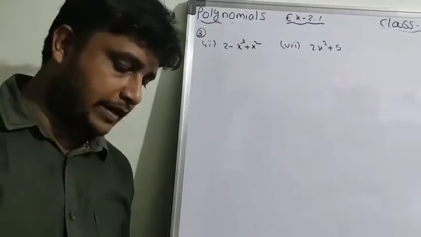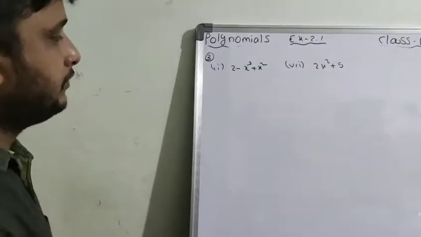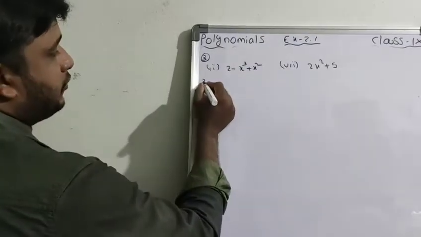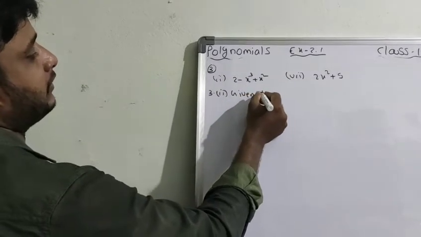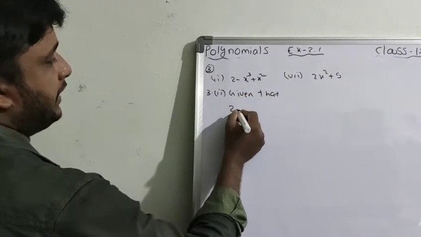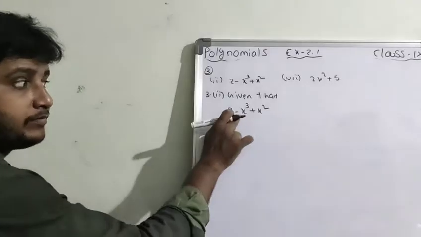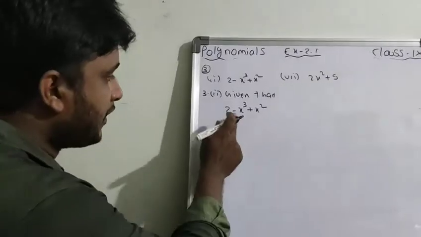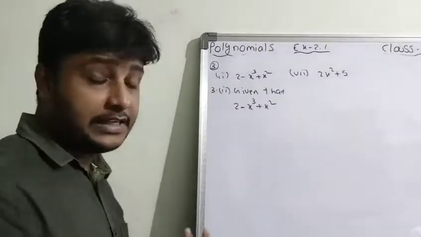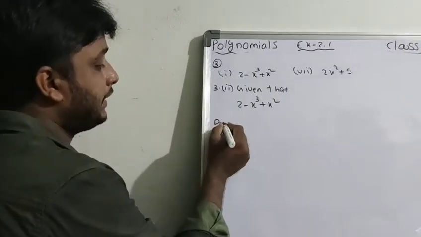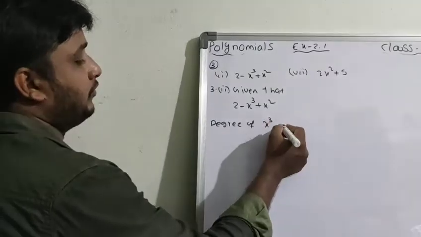Write the coefficient of x cube in each of the following. We have to write only the coefficient of x cube. So first of all, the second bit of the third question, given that 2 minus x cube plus x square. What is the coefficient of x cube? There is no number here, but there is a minus sign, so it is minus 1. So the coefficient of x cube is equal to minus 1.